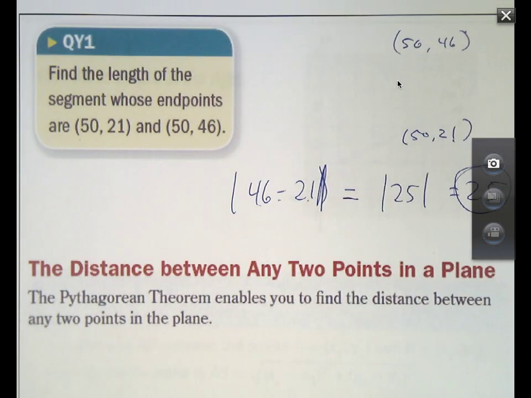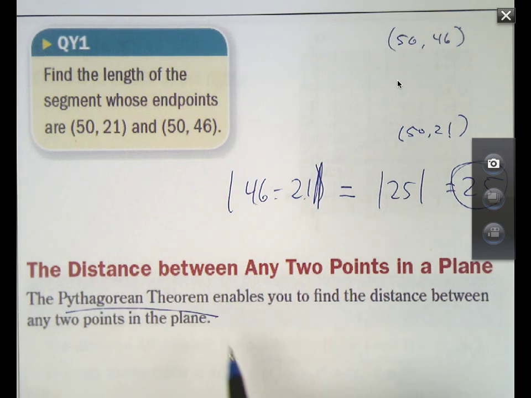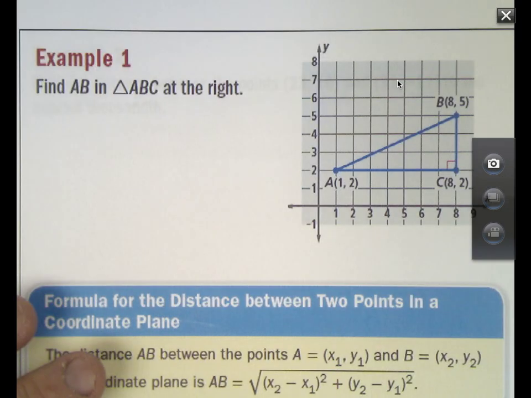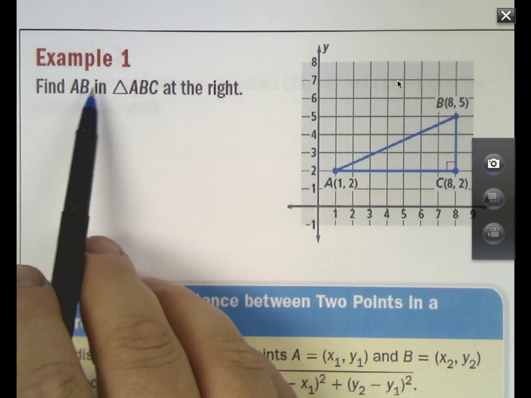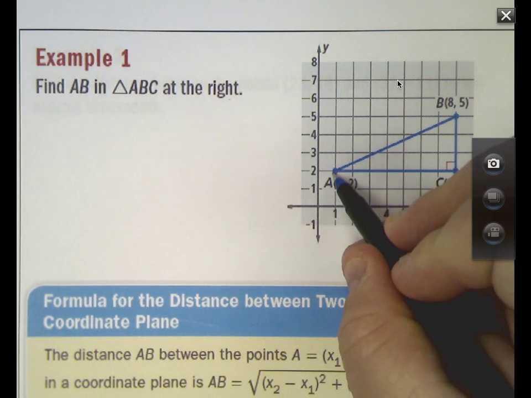Okay? As I said before, the distance between any 2 points in a plane, the Pythagorean theorem enables you to find the distance between any 2 points in the plane, even if you're not able to do it by counting. Let's look at example 1. Find AB in triangle ABC at the right.